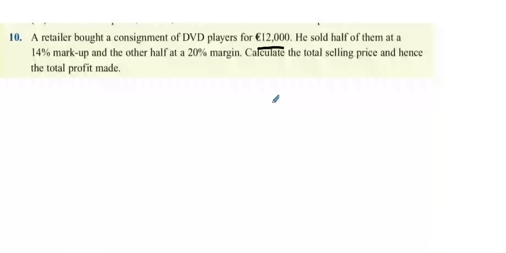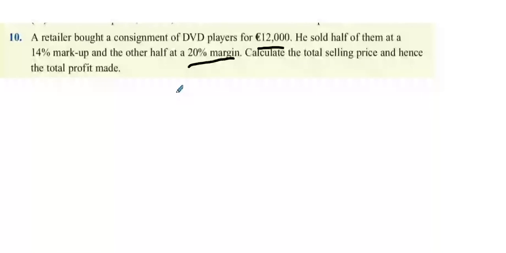A retailer bought a consignment of DVD players for €12,000. He sold half of them at 14% markup and the other half at 20% margin. Calculate the total selling price and hence the total profit made.